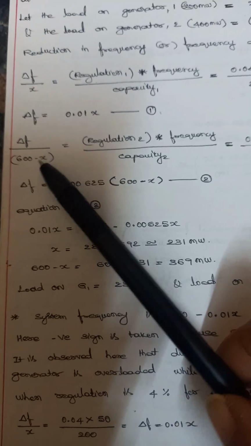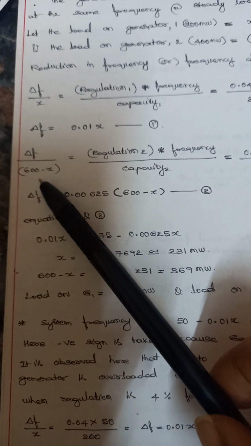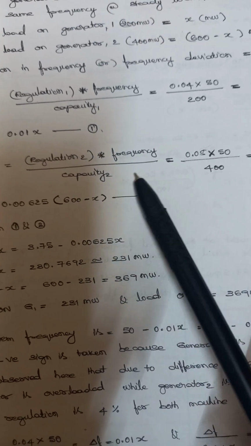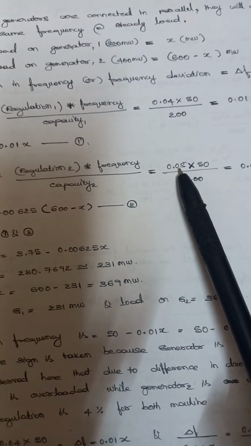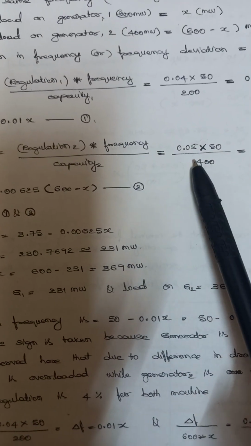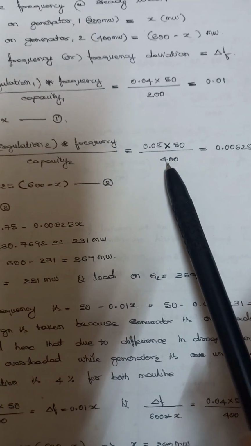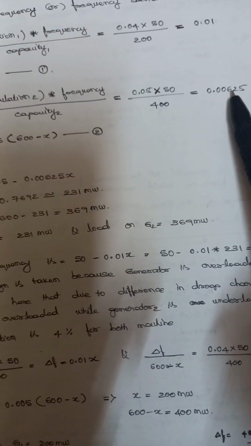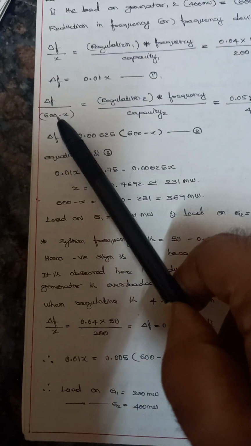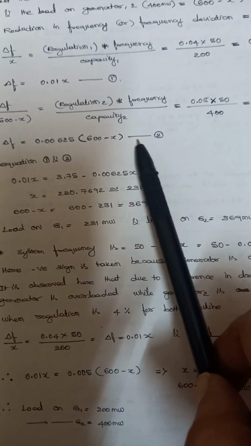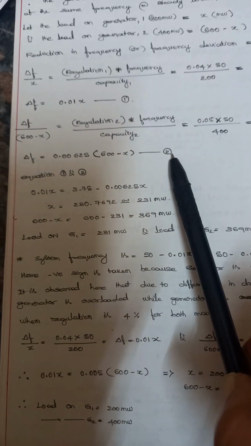For unit 2, del f by 600 minus x is equal to regulation 2 times frequency divided by capacity, where the regulation is 5%, 0.05, times the frequency of 50 hertz, and the capacity of unit 2 is 400 megawatt. So the answer will be 0.0625. Cross multiplying with respect to 600 minus x, del f is equal to 0.0625 times 600 minus x, as equation 2.